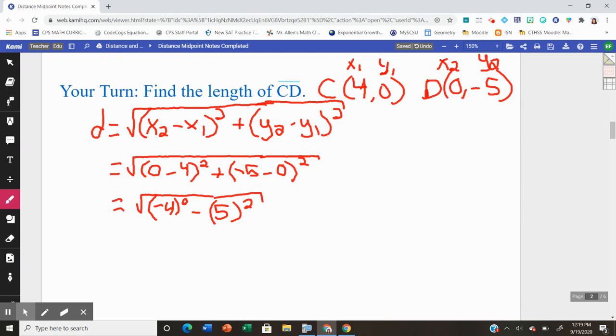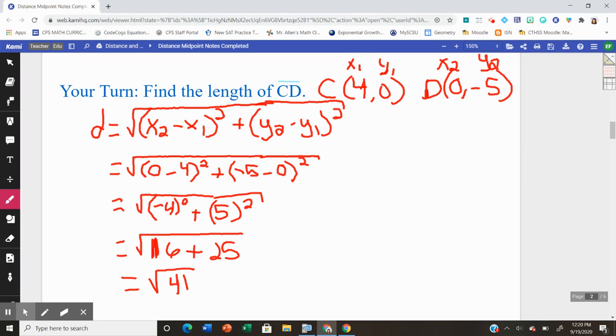Remember, whenever you square a negative number, the answer is always going to be positive, because to square negative 4 means you're doing negative 4 times negative 4. So a negative times a negative is always going to give you a positive answer. So if I square negative 4, I get 16. Plus, if I square 5, I end up with 25. Add those together, and I get 41.